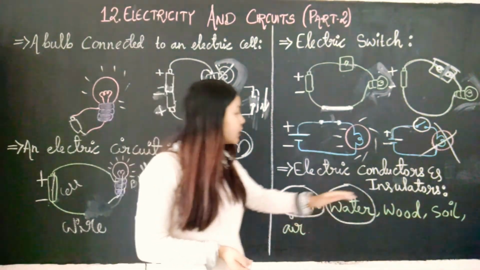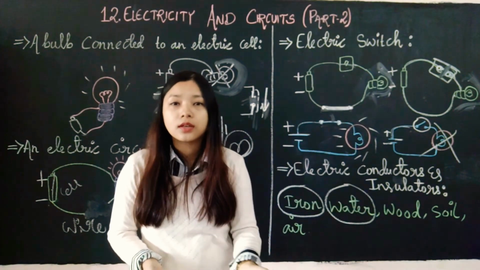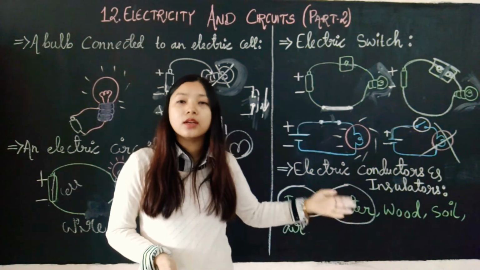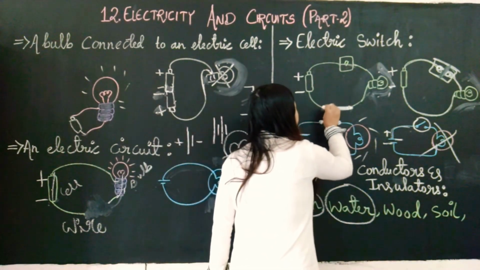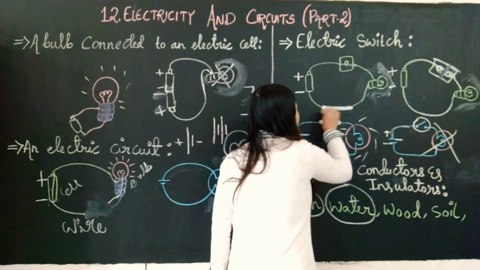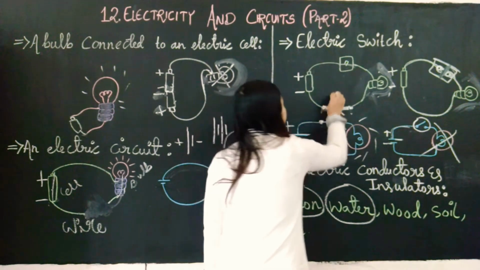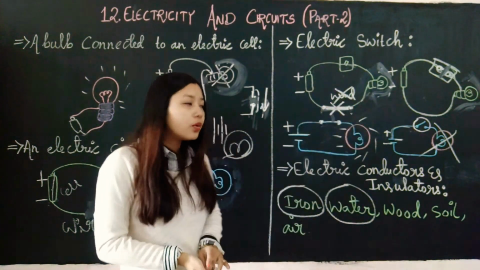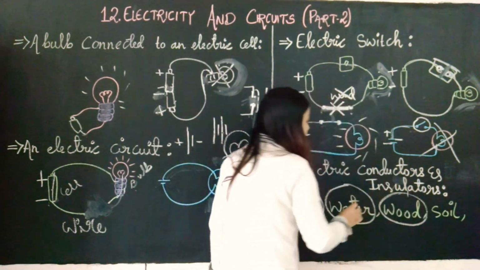We can say it is an insulator or it is a poor conductor. Okay? Poor conductor of electricity or insulator. Both mean the same thing. That means it doesn't pass the electricity from one point to the other point. Wood doesn't pass the electricity. So, wood will be an insulator.